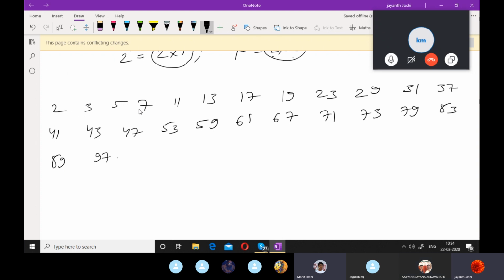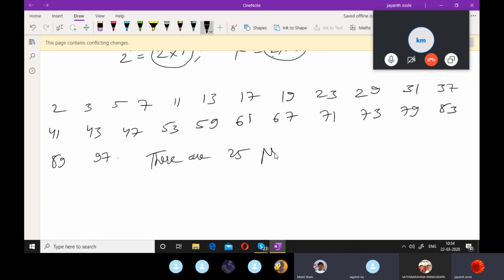1, 2, 3, 4, 5, 6, 7, 8, 9, 10, 11, 12, 13, 14, 15, 16, 17, 18, 19, 20, 21, 22, 23, 24, 25. So there are 25 prime numbers between 1 and 100. Keep in mind.